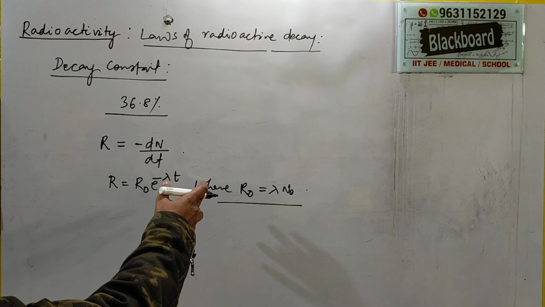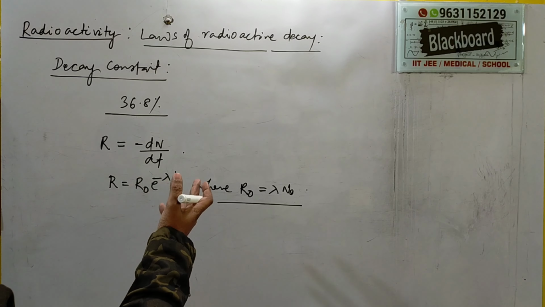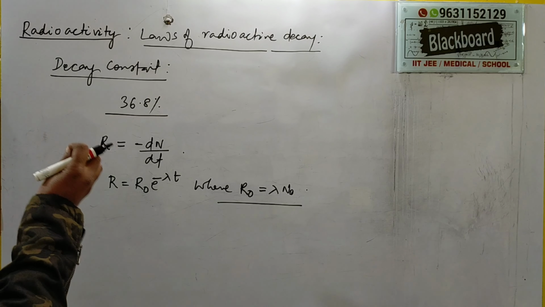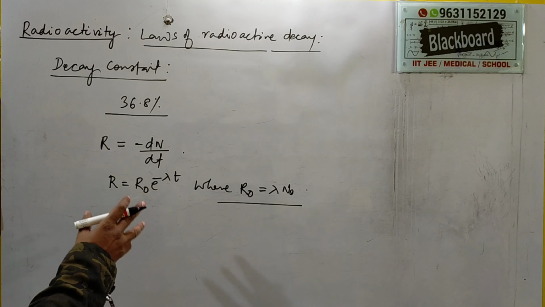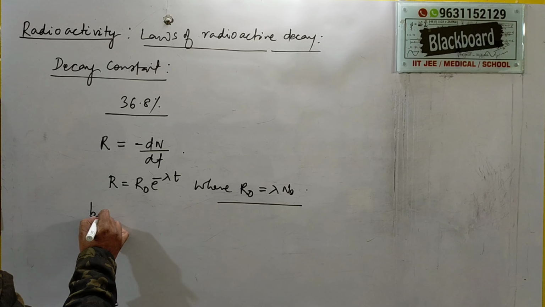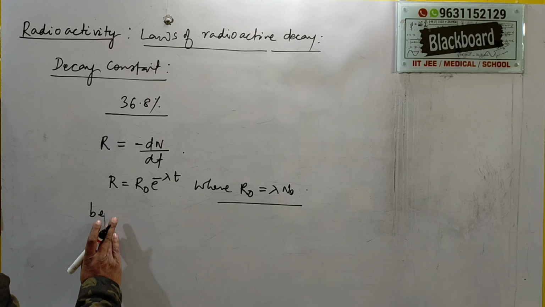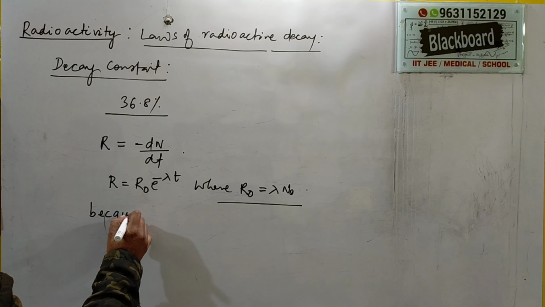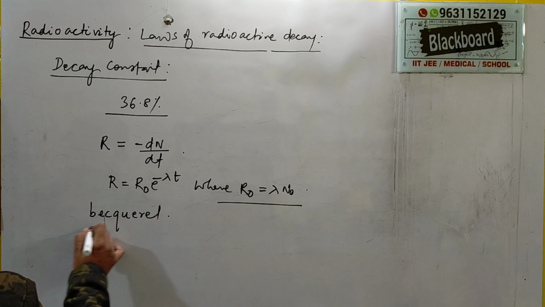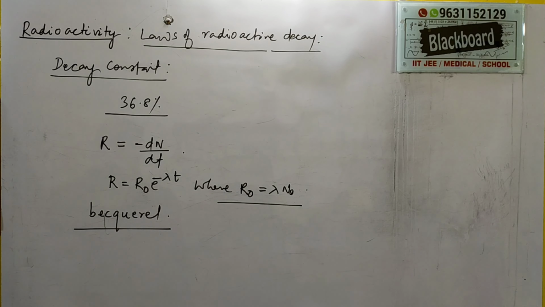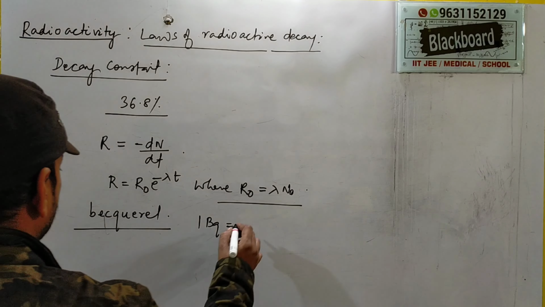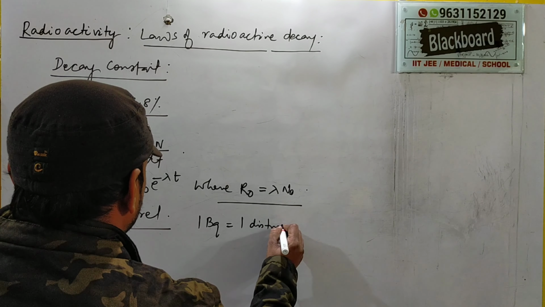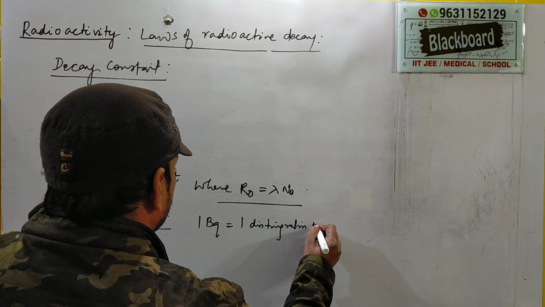The decay rate of a sample, rather than the number of radioactive nuclei, is a more direct experimentally measurable quantity, and it is called activity. The SI unit of activity is becquerel. 1 becquerel is equal to 1 disintegration per second.